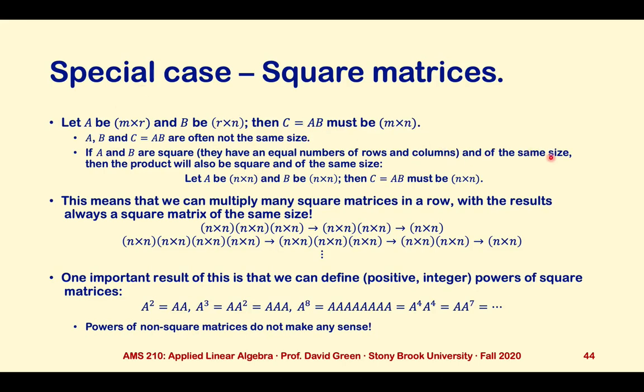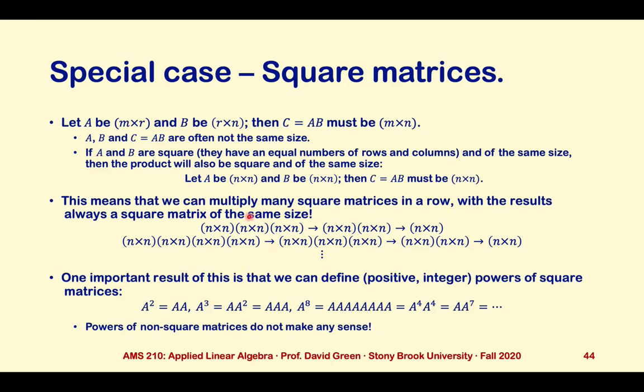and they're of the same size, then the product will be well defined, and the product will be the same size. If A is N by N and B is N by N, the inner dimensions match, so we can multiply them. It disappears, and so the answer is N by N. We get a matrix of the same size.